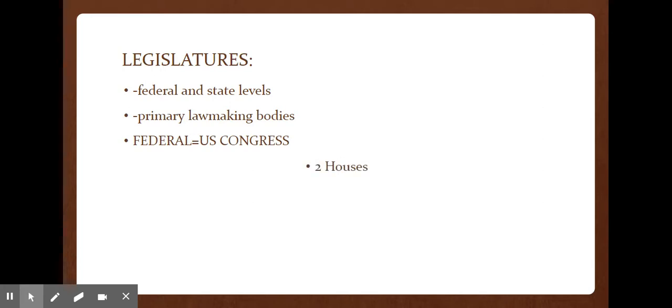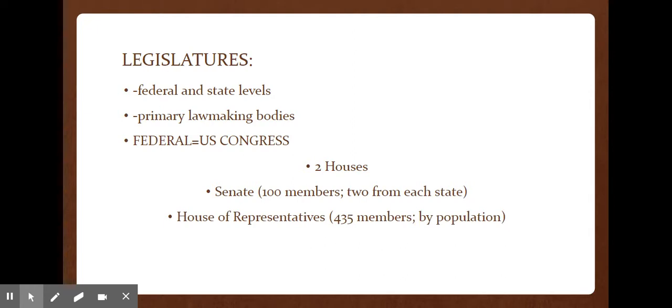I think we talked about this a little bit last week. There is a Senate that has 100 members, two from each state. And then there's a House of Representatives, which is currently at 435 members, and that is determined by population. So the bigger your state, the more representatives you get.